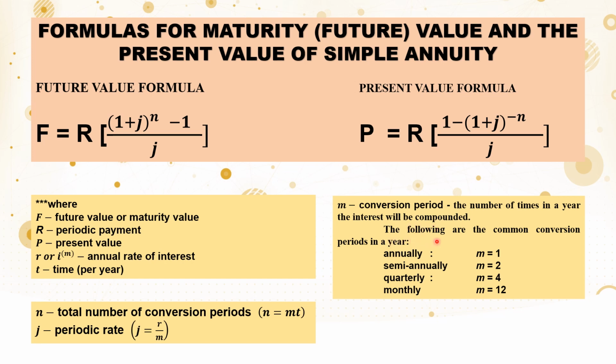So the following are the common conversion periods in a year. We have annually, m is equal to 1. If it is semi-annually, our m is equal to 2. Quarterly, m is equal to 4. And for monthly, our m is equal to 12.